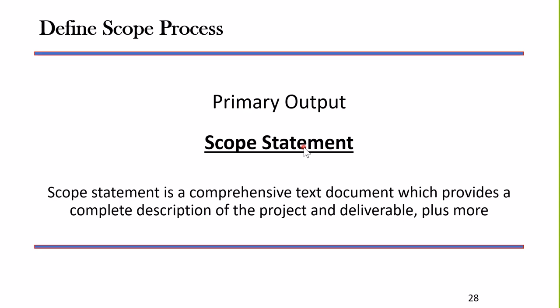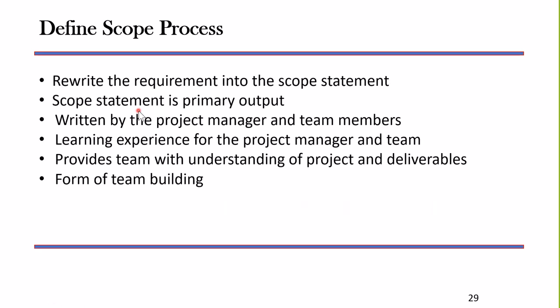I said project, didn't I? You see, we have a project, but we also have a deliverable. The project includes everything that's going to be done on this project, including the deliverable, whereas the deliverable is specific to what we're going to be delivering for this project. We have to understand the project as well as the product deliverable requirements. We rewrite those requirements into the scope statement. The scope statement is the primary output.